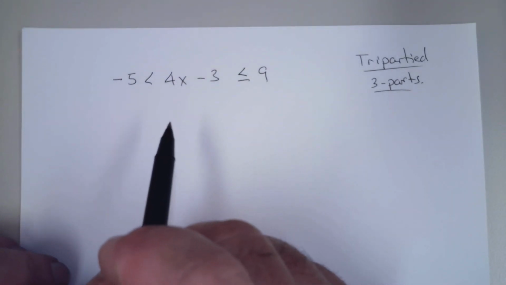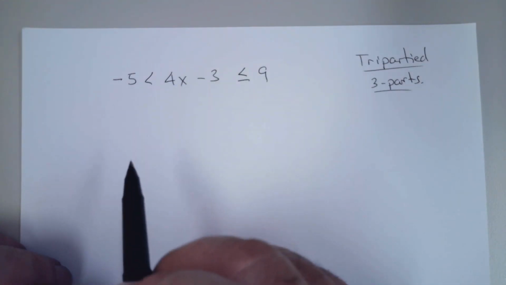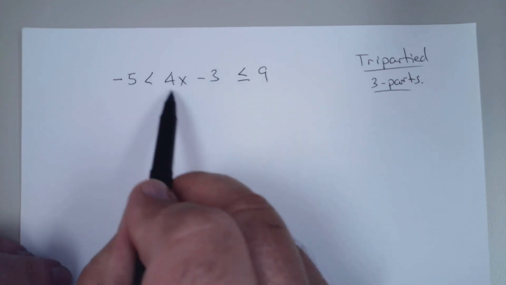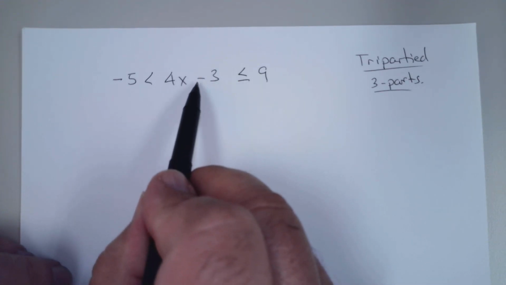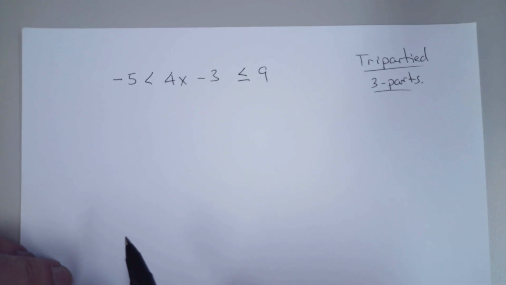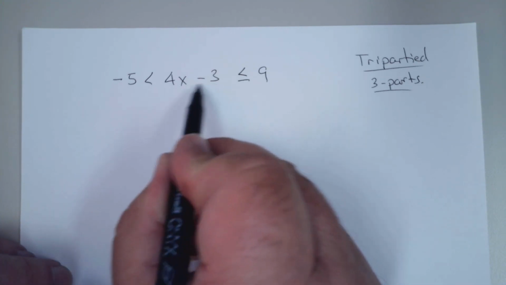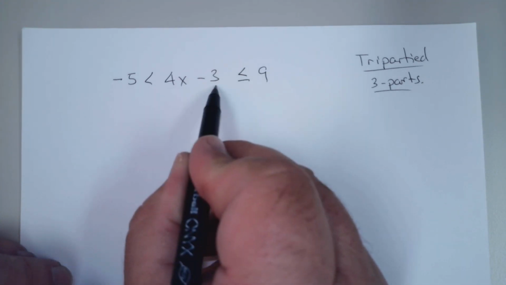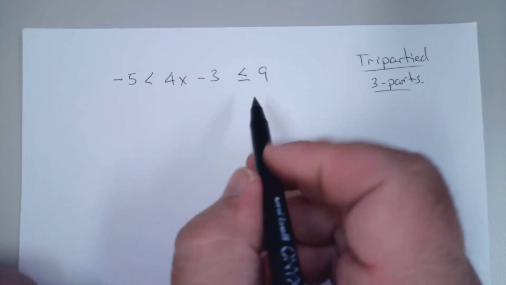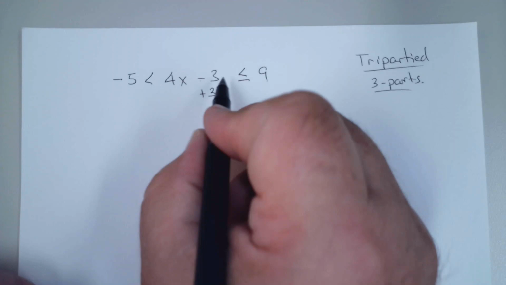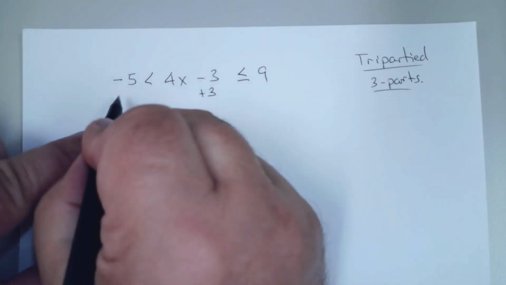But remember, we're only interested in solving for x. So this is the only part that we're concentrating on. Whatever we do here, you do to the other 2 sides. Again, when you're solving for x, whatever you do to this part of the function, you do to the other 2 sides. So here's a minus 3, so you add 3. That means you add 3 to the other ones.